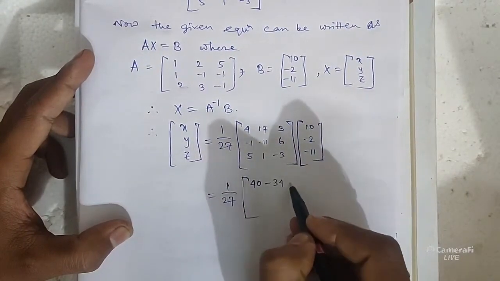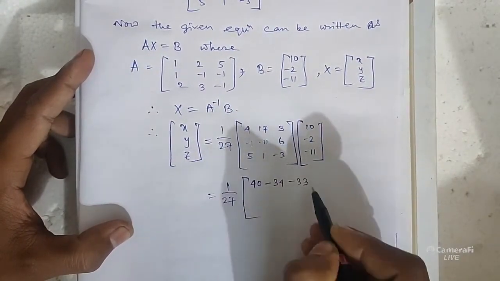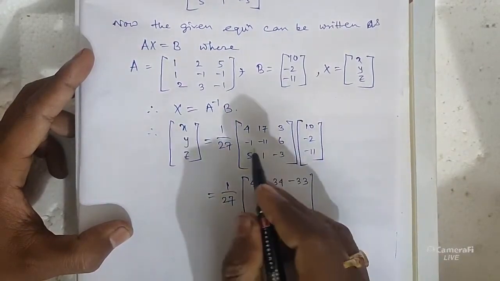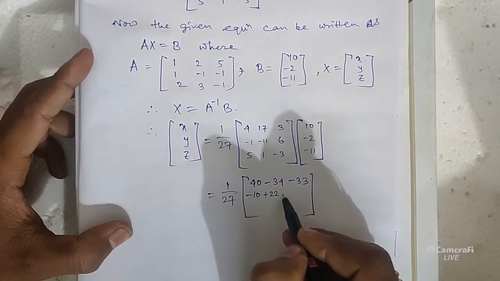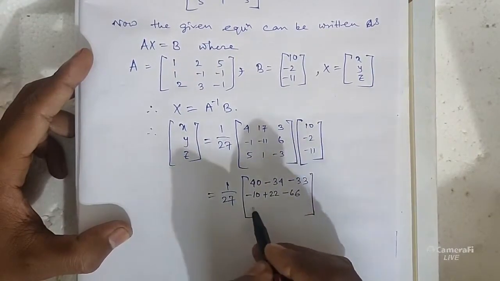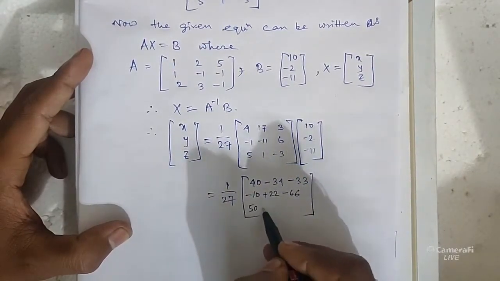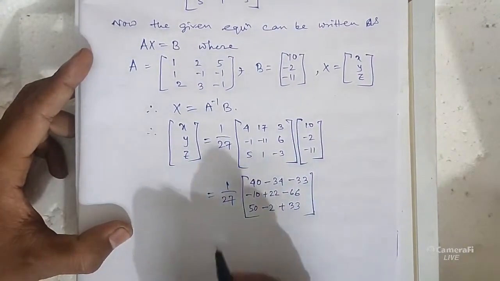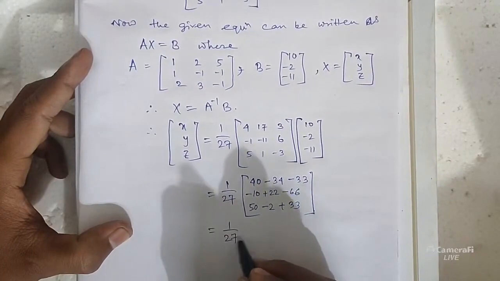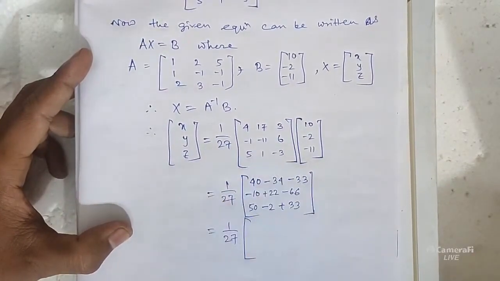Minus 34 minus 33. Next, minus 10 plus 22 minus 66, then 50 minus 2 plus 33, that is 1 by 27. You have to calculate this.